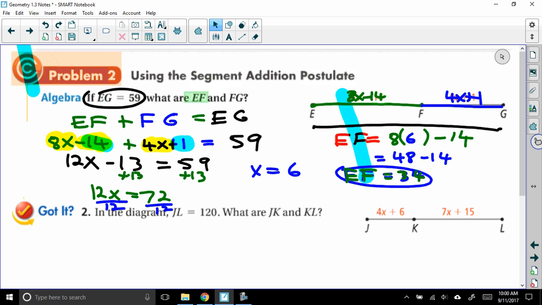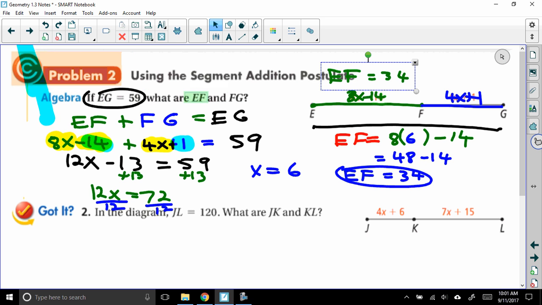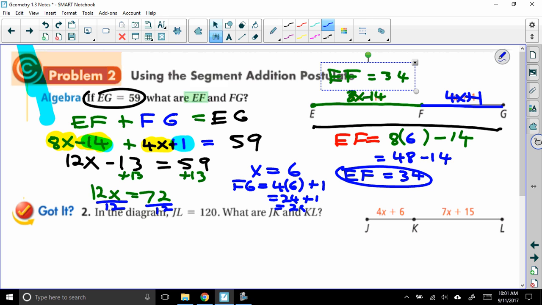I don't know why my highlighter's acting the fool. I'm trying to use the selection tool, and there we go. So EF's 34. You could just subtract from 59, or you could actually make the substitution. It's up to you. When we go to find FG, remember FG is going to be 4 times x, which you said was 6, plus 1. That's 24 plus 1. That's 25. FG is 25. So 34 plus 25 is 59. The segment addition postulate does hold. We did something right. Everything is copacetic.